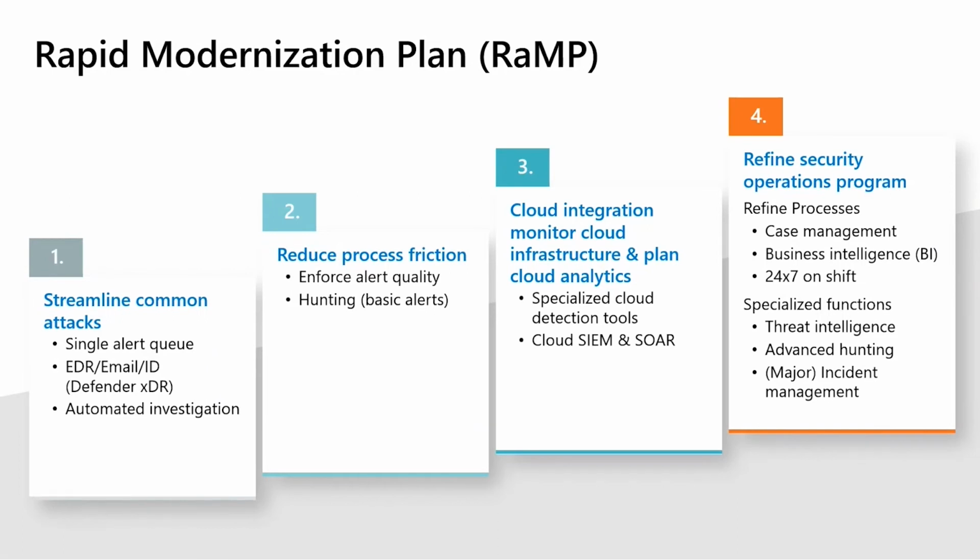So as a part of our SOC modernization journey, we developed a plan in 4 areas. So step 1 is streamlining all the common attacks. So having a single attack queue, being able to automatically process some of the alerts.